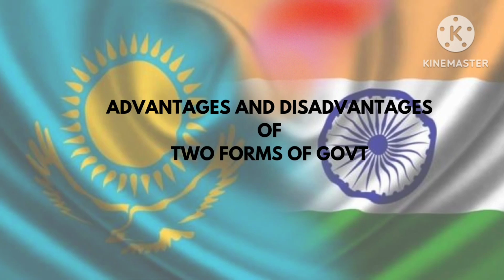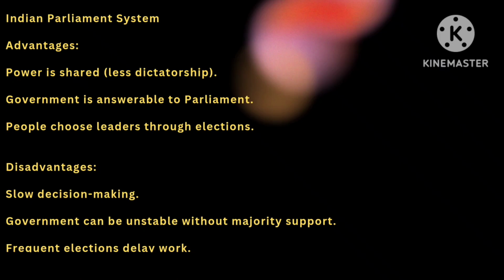Myself, Umer Ahmed. Today I will be talking about the advantages and disadvantages of the two forms of government. Indian parliamentary system. Advantages: power is shared, less dictatorship, government is answerable to parliament, people choose leaders through elections. Disadvantages: slow decision making, government can be unstable without majority support, frequent elections delay work.